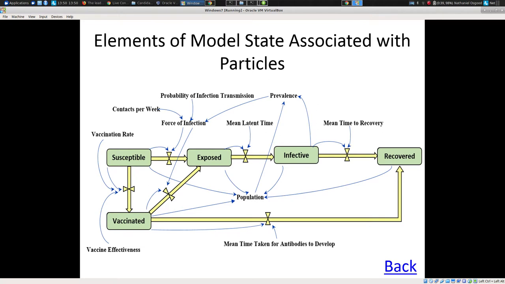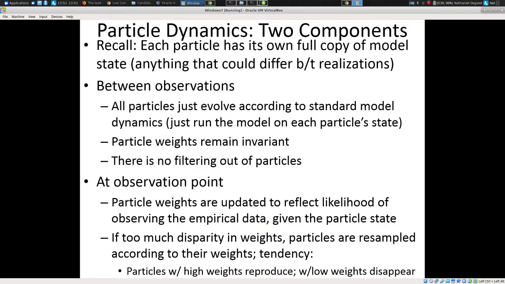So here each particle would have a certain value for number of susceptibles, exposed, infectives, recovered, and vaccinated. And it's almost like this model is being run with many different values of many different particles in parallel. But there's a process when new observations come in that will weed out some of those estimates and multiply others of them. Okay. So a particle will have particular values for each of these. And in between observations, the particles just go forward according to the model. Particle weights stay the same. There's no filtering out. But at an observation point, that's the rub. Particle weights are updated to reflect the likelihood for that particle that you would have seen this incoming update.